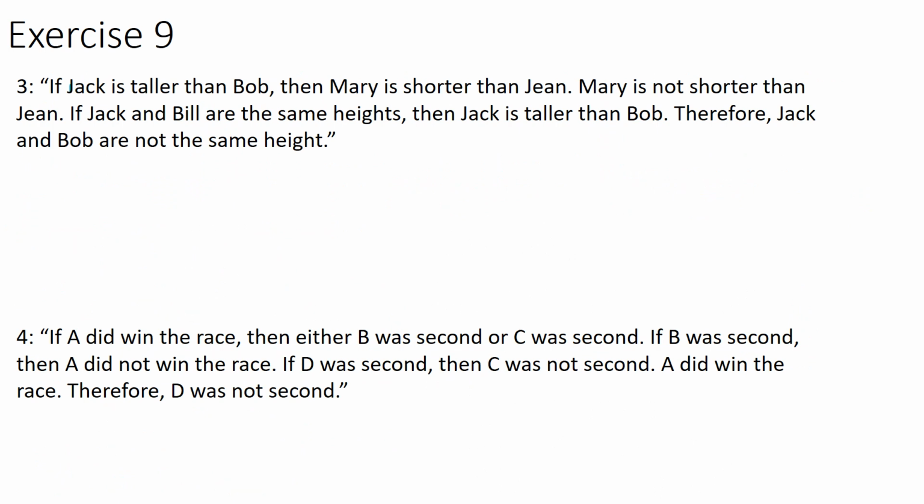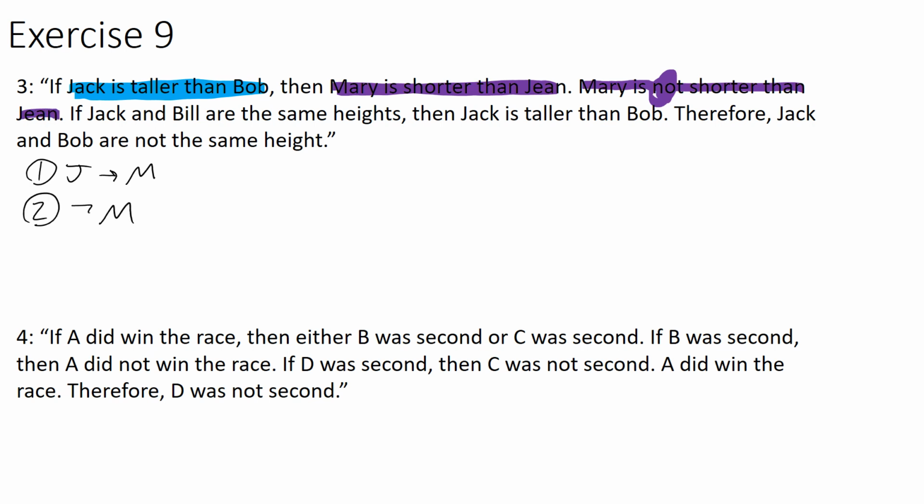Argument number 3. If Jack is taller than Bob, then Mary is shorter than Jean. We symbolize this as if J, then M. Mary is not shorter than Jean, not M. If Jack and Bill are the same heights, then Jack is taller than Bob. In other words, we have if S, then J. And our conclusion is, therefore, Jack and Bob are not the same height. In other words, therefore, not S.